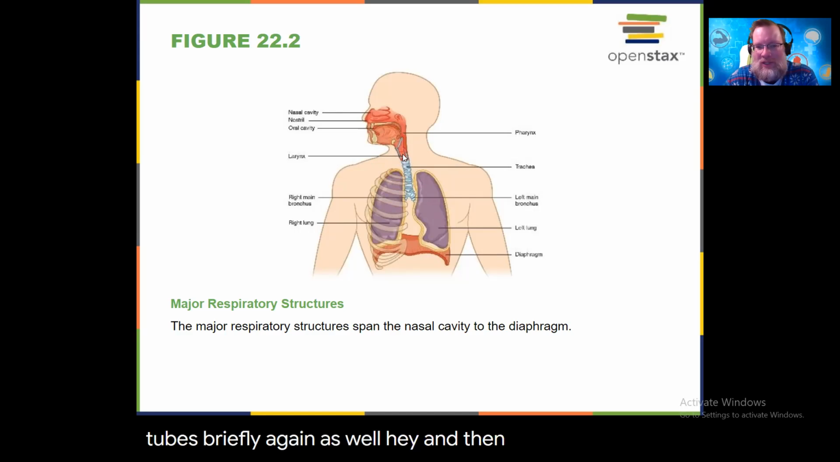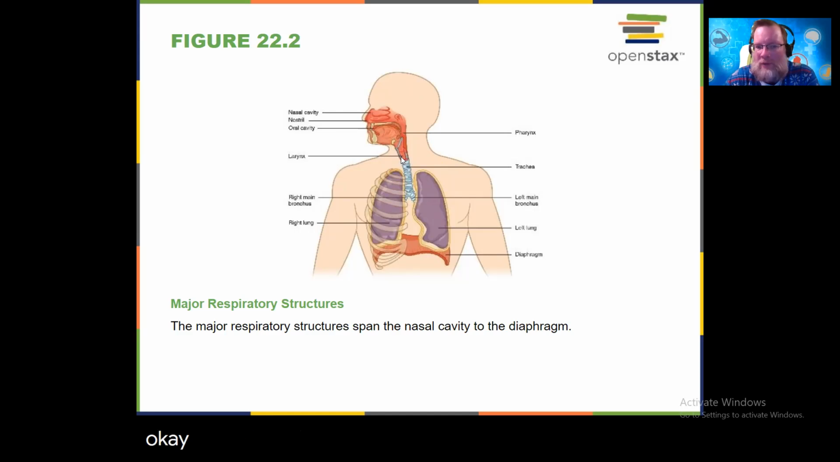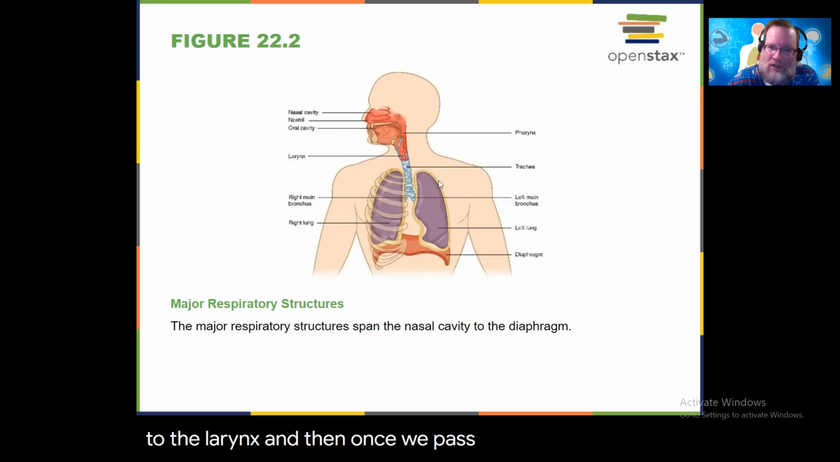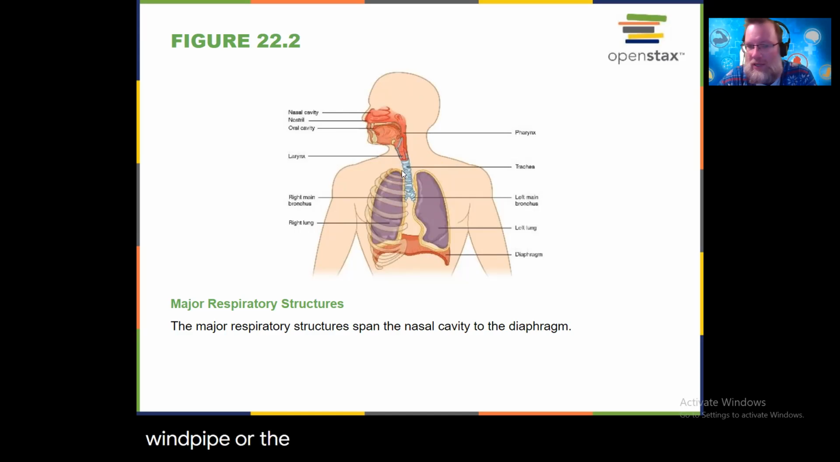And then as we enter into what we call the lower respiratory tract, the upper respiratory tract, we'll probably look at that first in more detail. The upper respiratory tract is basically from the tip of the nose, what we call the nares or the nostrils, right down to the larynx. And then once we pass the larynx, we enter into the lower respiratory tract, and that's where we're in the windpipe or the trachea. So we'll look at some of the details of the trachea.